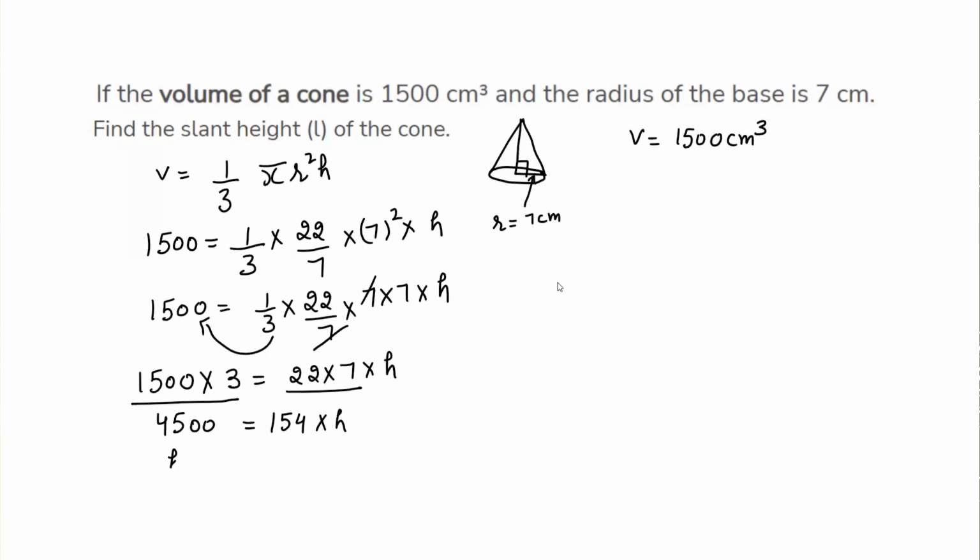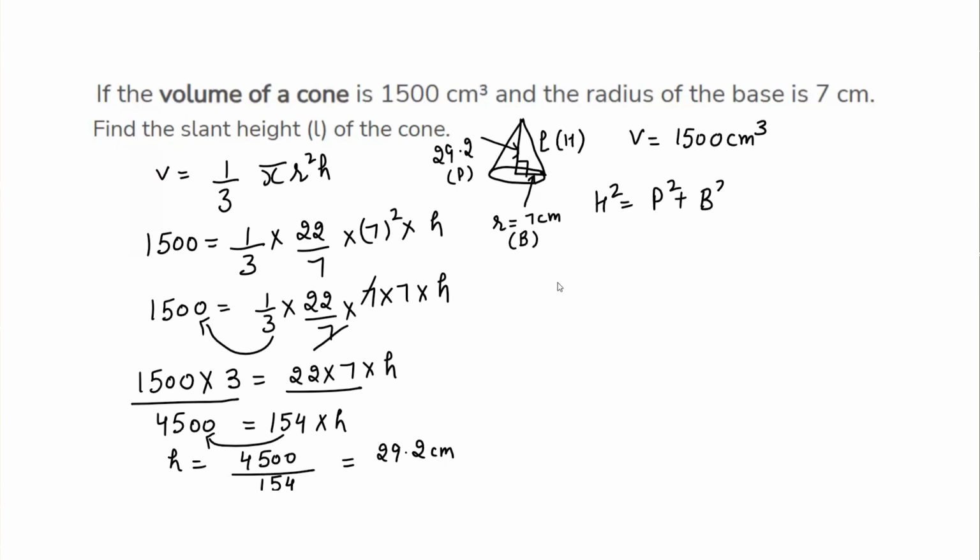Now the value of h will be equal to, we will take 154 to this side, we'll get 4500 divided by 154, which is equal to 29.2 centimeter. Now the height is equal to 29.2. We have to find out the slant height. So slant height is the hypotenuse, height is the perpendicular, r is the base. We will use the Pythagoras theorem. H square is equal to p square plus b square. Now we will put the value here. P is 29.2 whole square plus b square means 7 square.